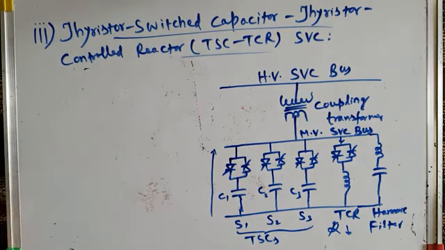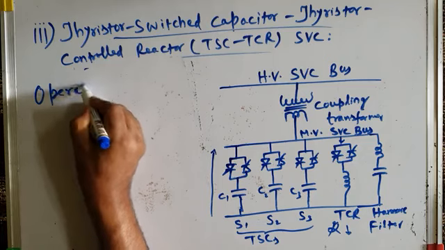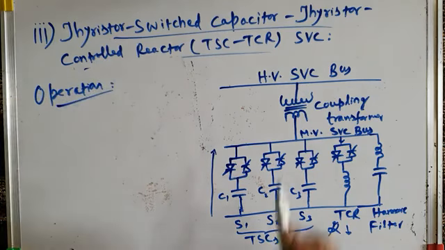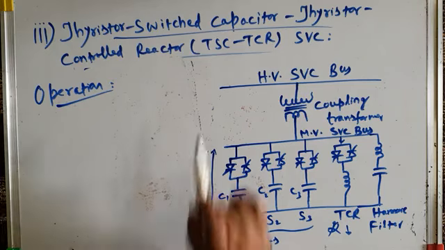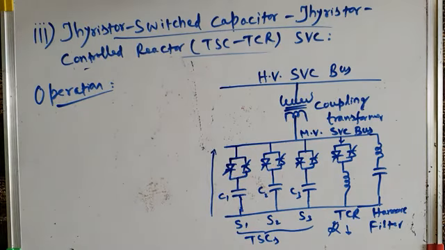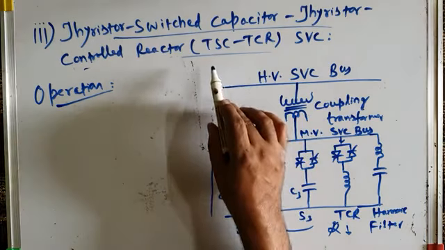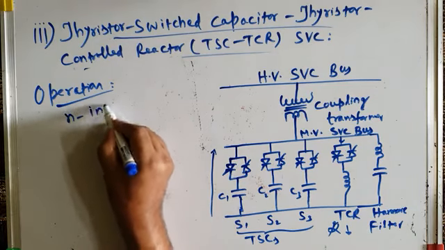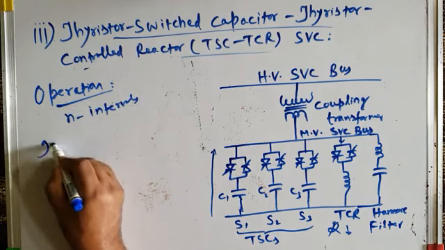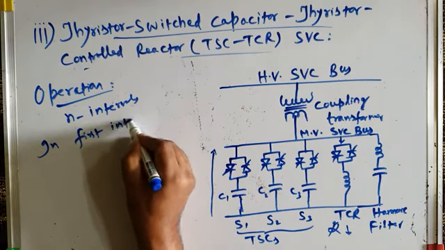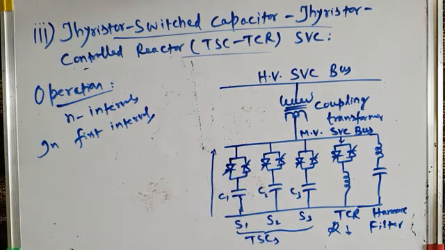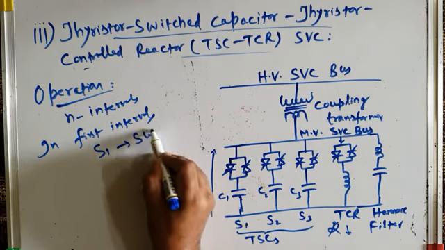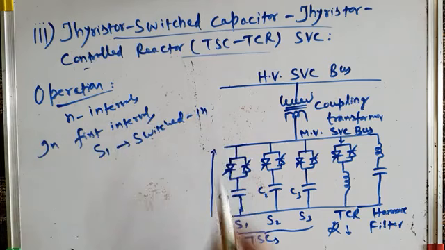Now let us discuss the operation of this type of SVC, the operation of the TSC-TCR SVC. As I have already told you, the operation of this type of SVC is divided into N intervals. I will write here, in the first interval, only one TSC branch is turned on. Let us suppose TSC switch S1 is switched in. Switched in means turned on.